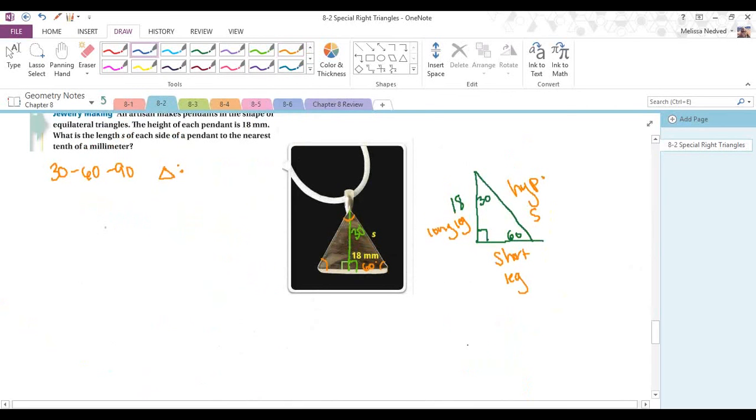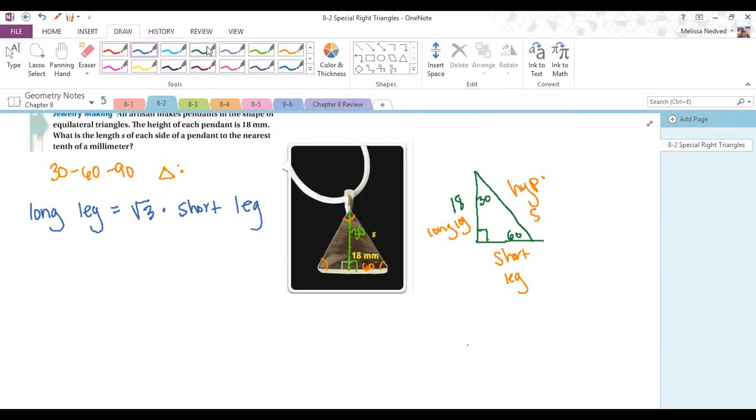So the first thing I'm going to do is find the length of my short leg by using long leg equals the square root of 3 times the short leg. Okay. And I'm going to substitute in what I know. I know that my long leg has a length of 18. So 18 is equal to the square root of 3 times the short leg. I'm going to put a variable in there instead of writing out short leg. We're going to call the short leg x. And solve for x by dividing both sides by the square root of 3.